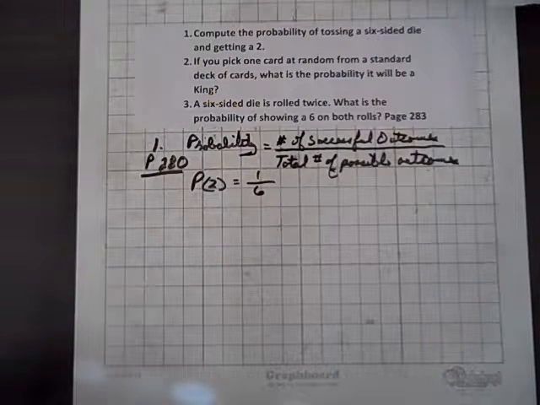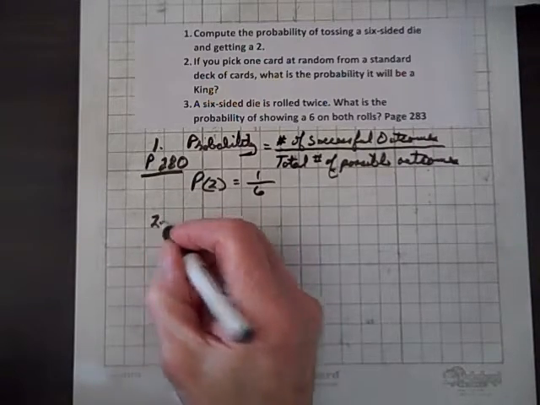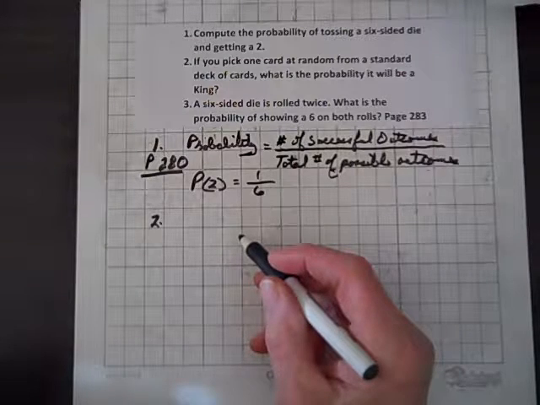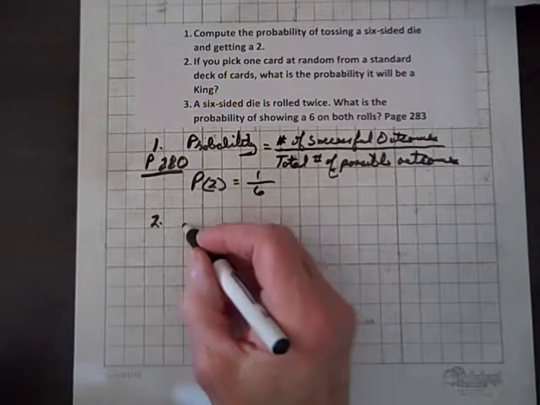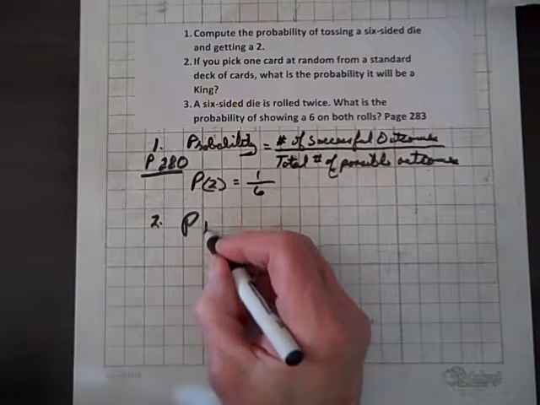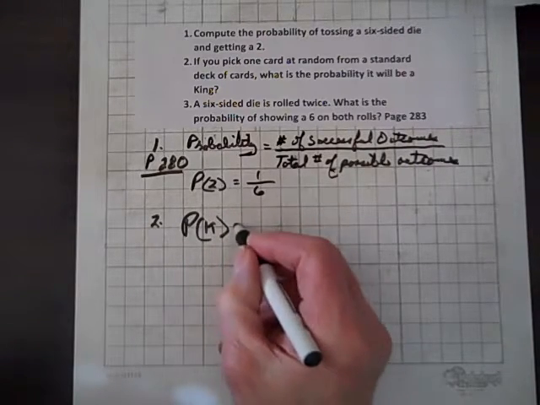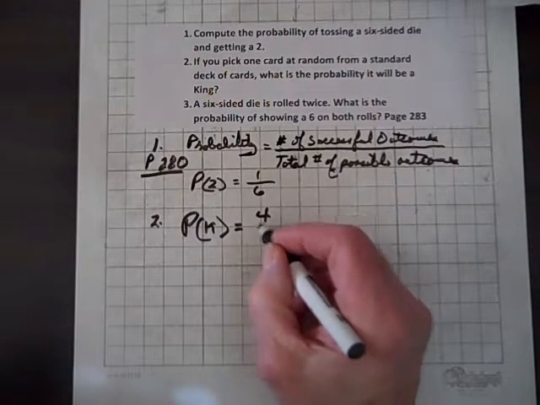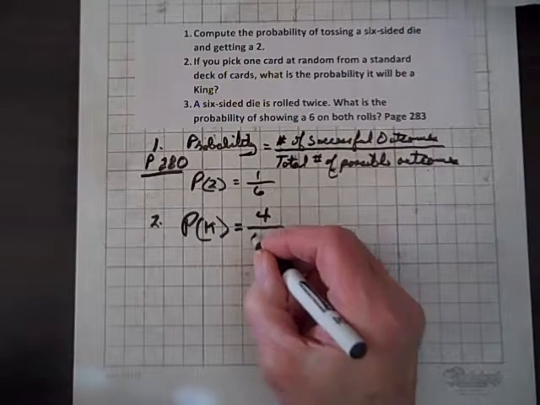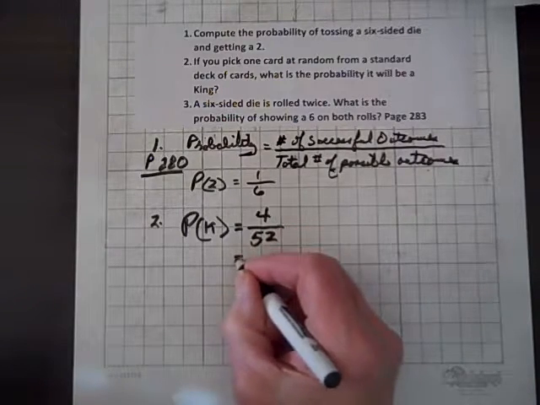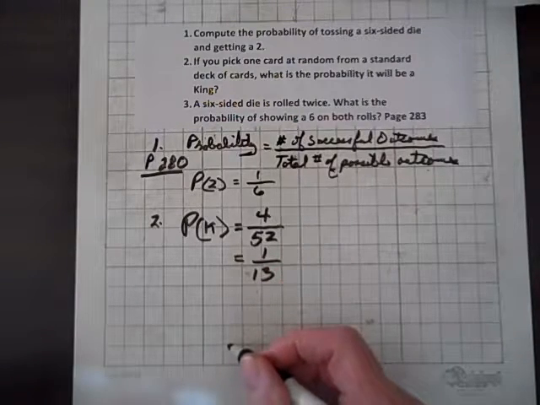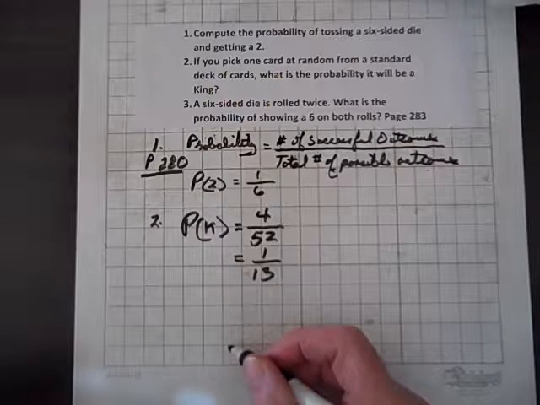Now let's do question 2. If you pick one card at random from a standard deck of cards, what's the probability it will be a king? So the probability of a king equals, and how many kings are in a deck? There's 4. And how many cards are in the deck? There's 52, and that reduces to 1 over 13. So that's the probability of picking a king.